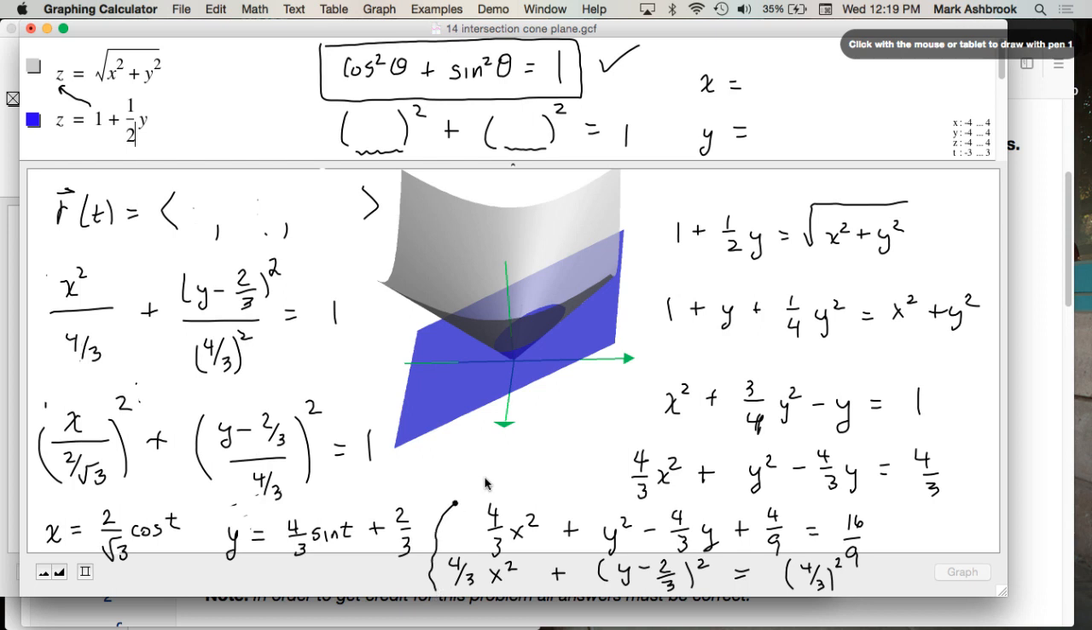So, did I lose anybody? If I lost you, ask. Or if you think I made a mistake, ask. For the z, you just plug y back into the equation. Yeah, because now we have y, z is just 1 plus 1/2 of y. So z is just going to be 1 plus 1/2 of that. So I'm going to put it in and see if the curve comes out correct, okay?